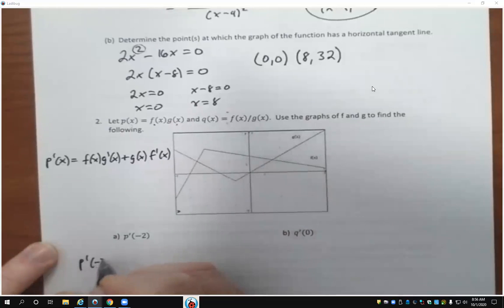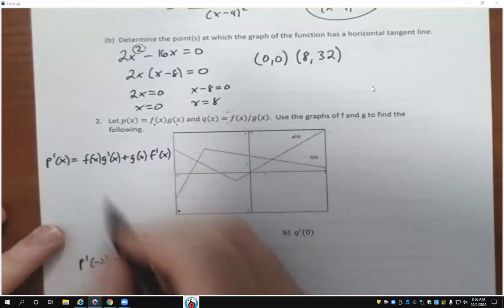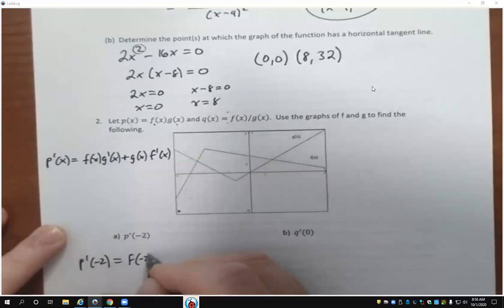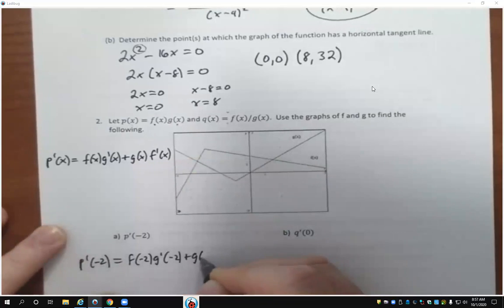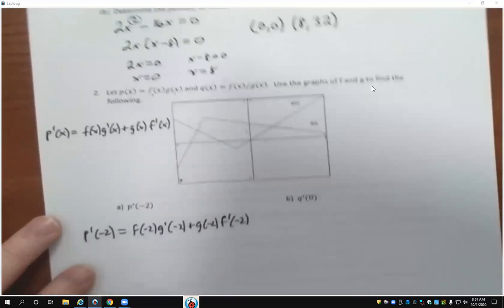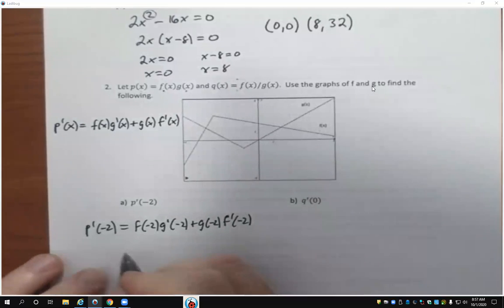Okay, p prime of -2 is equal to, I'm going to write it out this first time, but you eventually will probably not write this all out, and you'll just go right to your graph. But it's going to be plug -2 into all my x's. So it's f of -2, g prime of -2, plus g of -2, f prime of -2. Keep in mind, we have the graph of f and g. We do not have the graph of f prime and g prime, but we'll be able to find those values.